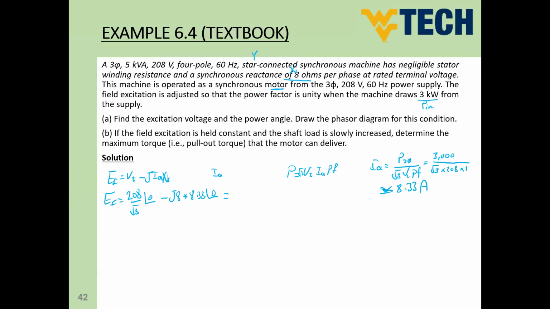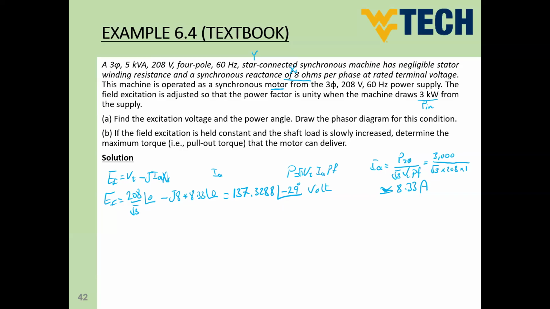So I'm going to use my calculator to do that. So I got the excitation volt equals 137.328, and the angle is minus 29 degrees. So the angle is a negative sign.